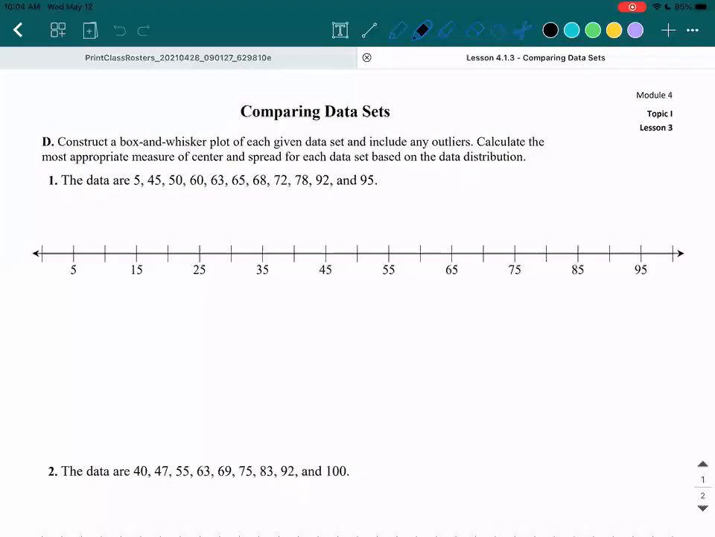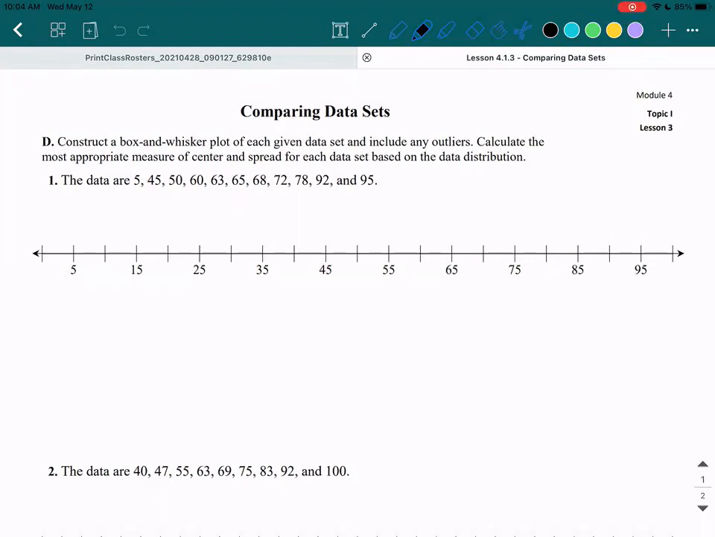All right, so welcome to lesson 4.1.3. We're going to do comparing data sets. So for this section, we're going to construct a box and whisker plot of each given data set and include any outliers. Calculate the most appropriate measure of center and spread for each data set based on the data distribution.